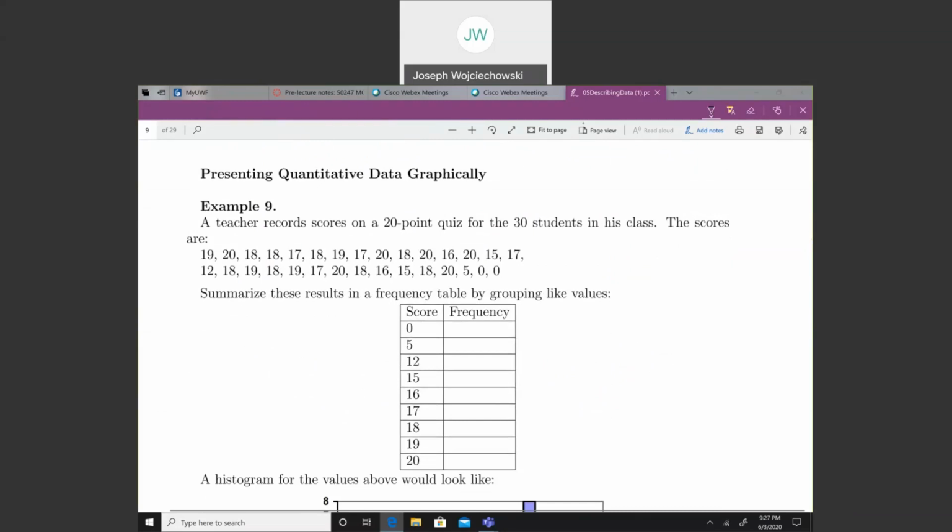So a teacher records scores on a 20-point quiz for the 30 students in his class. The scores are, and here they are. So summarize these results in a frequency table by grouping like values. So we start off with 0, and we have what? 1, 2, 2 zeros. And then how many 5s do we have? 1, like 1 5, and 12.